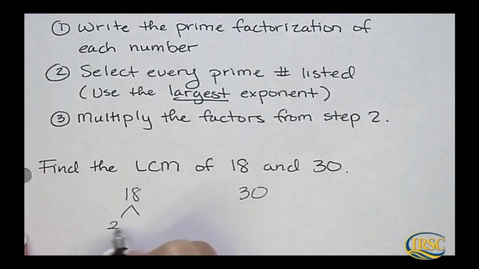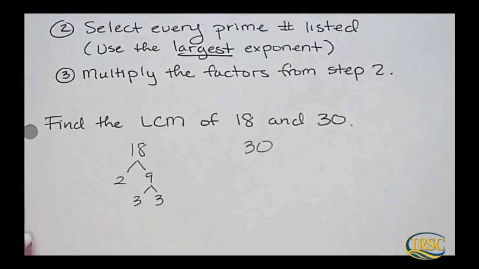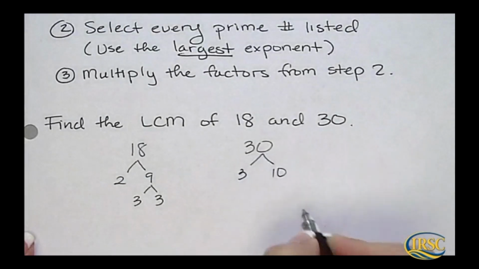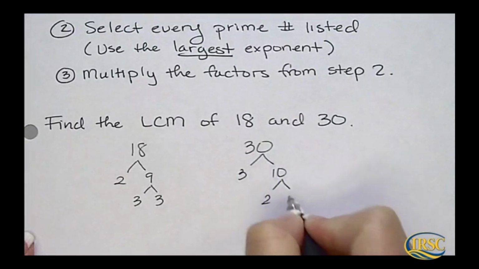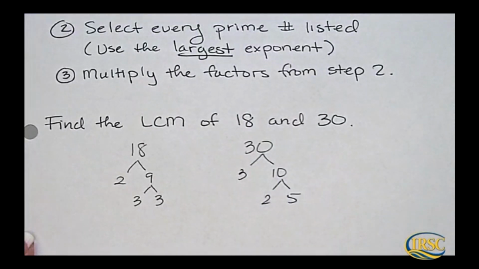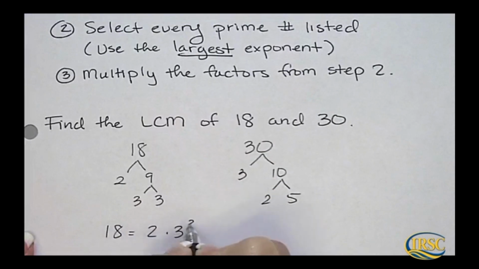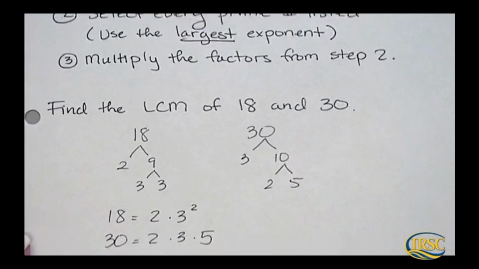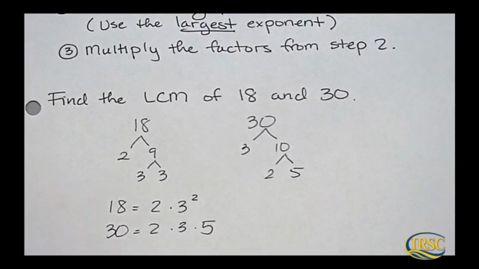So 18 is 2 times 9, and 9 is 3 times 3. And then 30 is 3 times 10, and 10 is 2 times 5. So we have 18, which equals 2 times 3 squared, and 30, which equals 2 times 3 times 5. So any questions on the factorization itself?